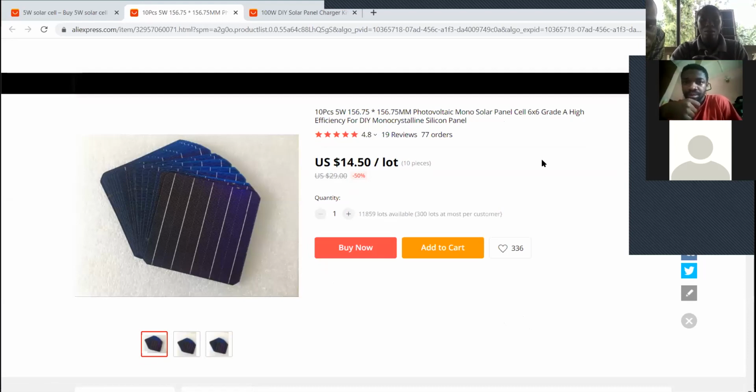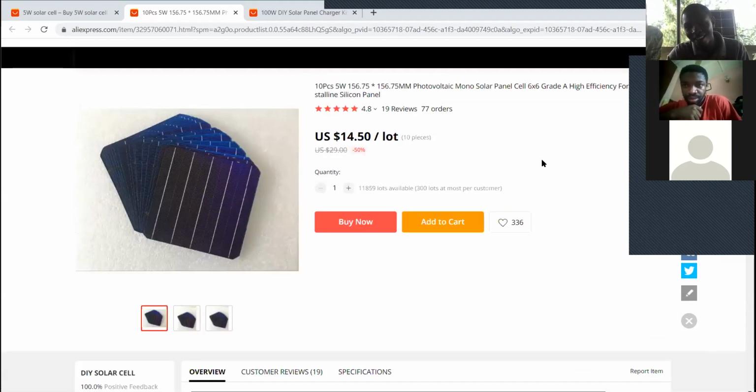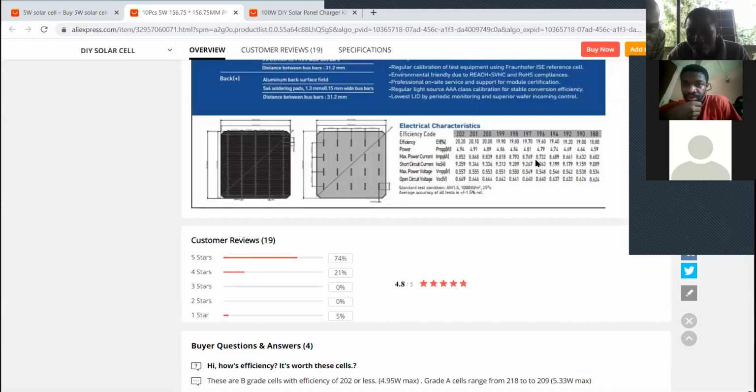Yes, sir. If these white people now buy this kind of thing, they want to use it for us, they will not divide it into two. Actually, they divide it into two. But I will still show us to still come back to 2.7 by the time they divide it. So it's possible to get a better solar cell.